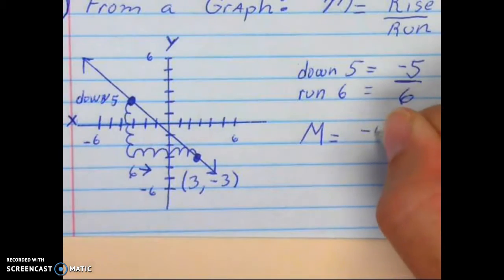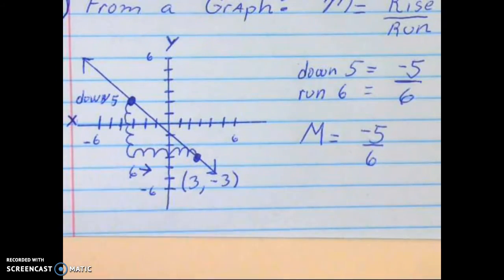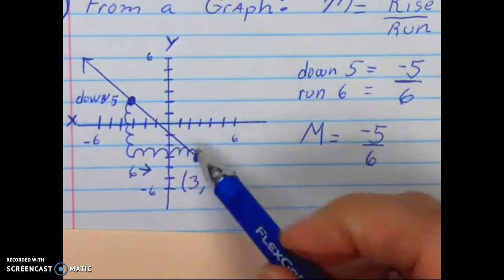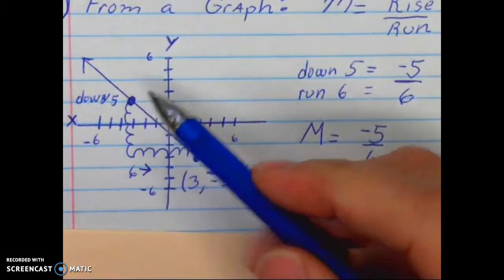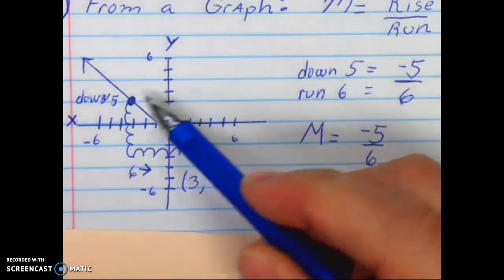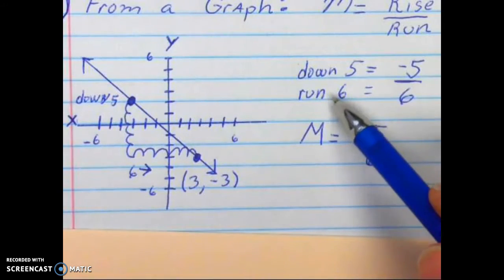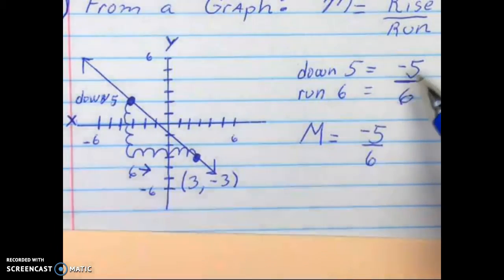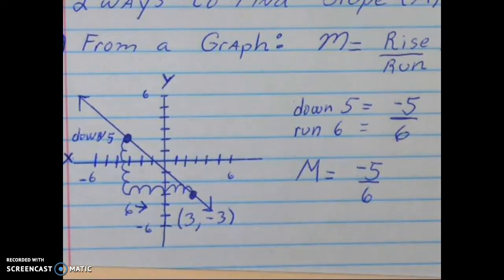That's down 5 over 6. Now it doesn't matter which way you do this. You just have to understand what's going on. I could have counted over first. I could have went 1, 2, 3, 4, 5, 6. Just know that when you count over, that it's the run. So it always has to go on the bottom, right? That's why it's rise over run.